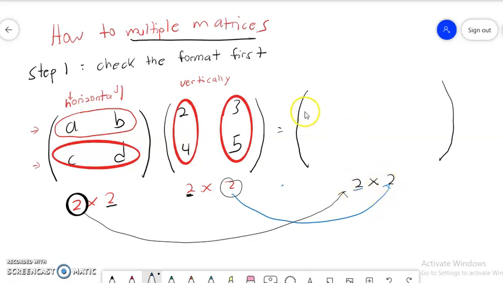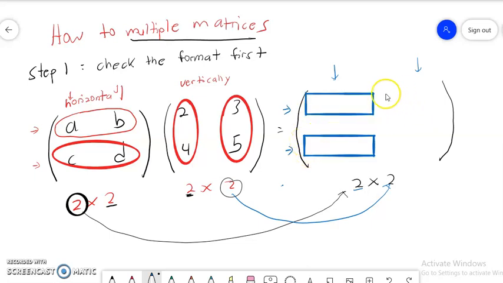2 by 2 means that you have the answer with 2 rows and 2 columns. I just purposely made a box over here to help you understand better. So in total there are 4 boxes. Now I'll teach you how we multiply.